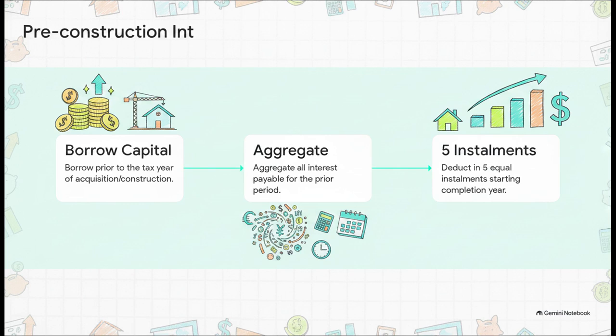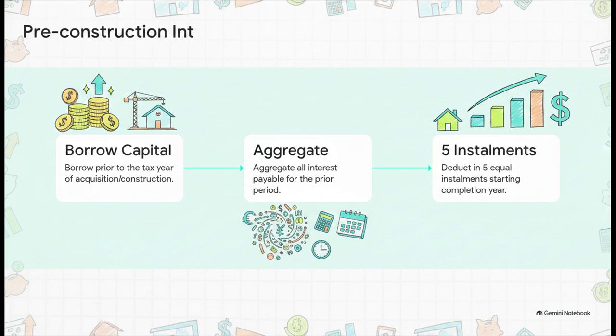So, under Section 22(1)(c), we address what happens if you borrow capital during a period prior to the tax year in which the property is finally acquired or constructed. This pre-construction interest doesn't just vanish into thin air. You aggregate the total interest payable for that entire prior period. Then, you're allowed to deduct it in 5 equal installments. The first installment is claimed in the exact tax year the construction or acquisition is actually completed, and the remaining 4 are claimed in the 4 immediately succeeding tax years. It's a fantastic mechanism, ensuring the assessee gets the full benefit of their interest burden, just spread over time.